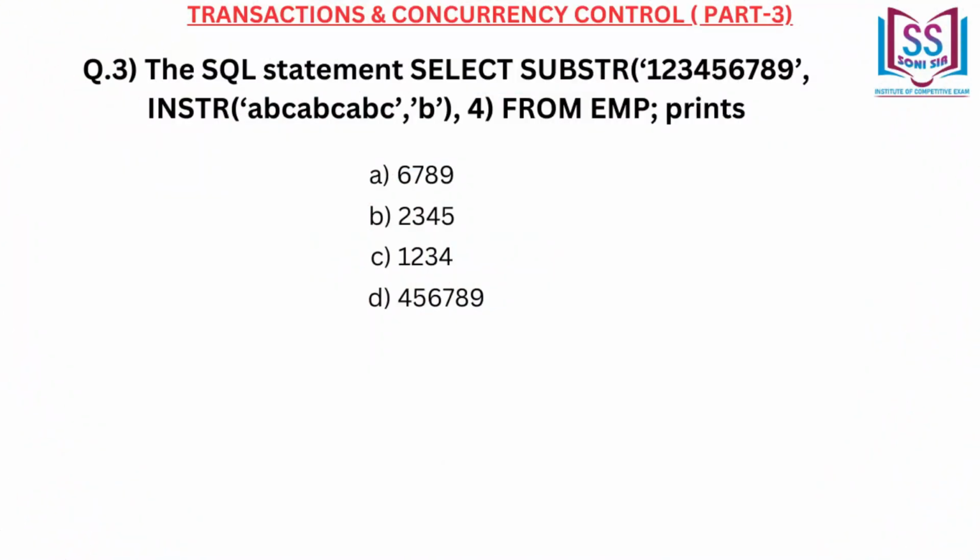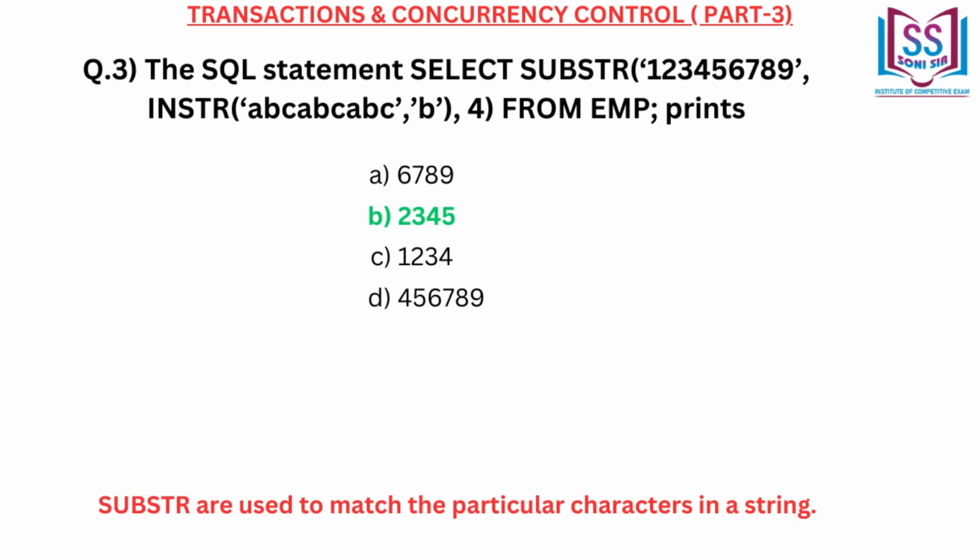The SQL statement select substring from employee prints: A. 6, 7, 8, 9, B. 2, 3, 4, 5, C. 1, 2, 3, 4, D. 4, 5, 6, 7, 8, 9. Correct answer B. 2, 3, 4, 5. Substring is used to match particular characters in a string.